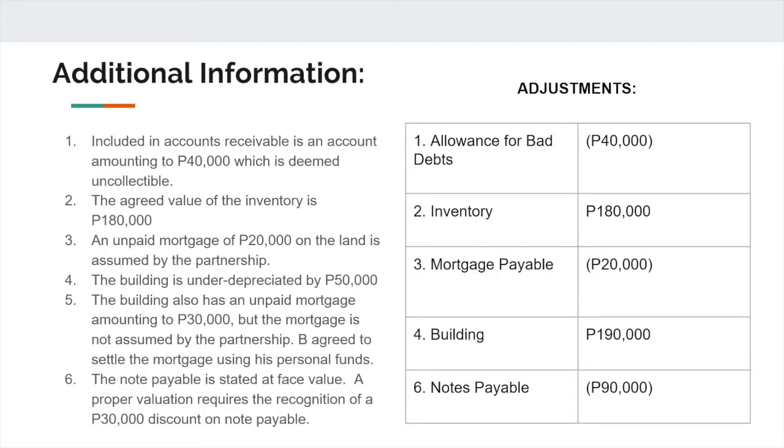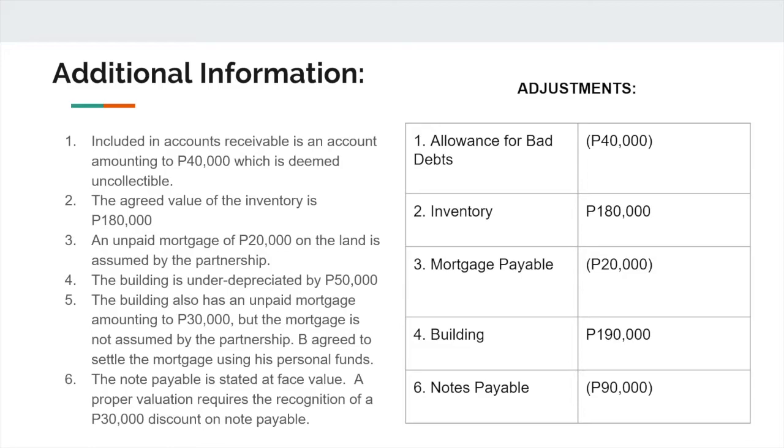Let's proceed to the additional information of the adjusting trial balance of each partner. The adjustments should be done in order to know the balances of each partner. Number one, included in accounts receivable is an account amounting to 40,000 pesos, which is deemed uncollectible. So in the adjustments, there will be an allowance for bad debts amounting to 40,000 pesos. Number two, the agreed value of the inventory is 180,000 pesos. So in the adjustments, the inventory's agreed value would be 180,000 pesos from 160,000 pesos.